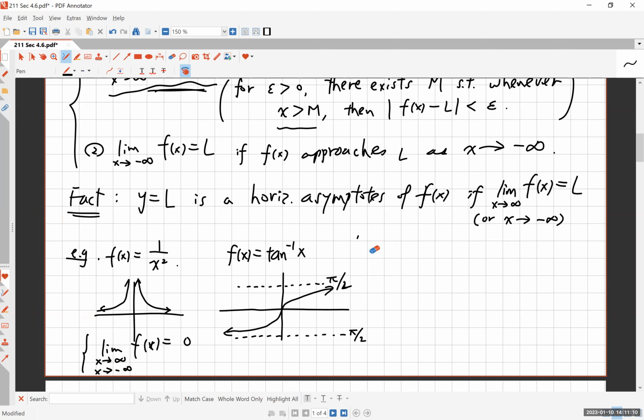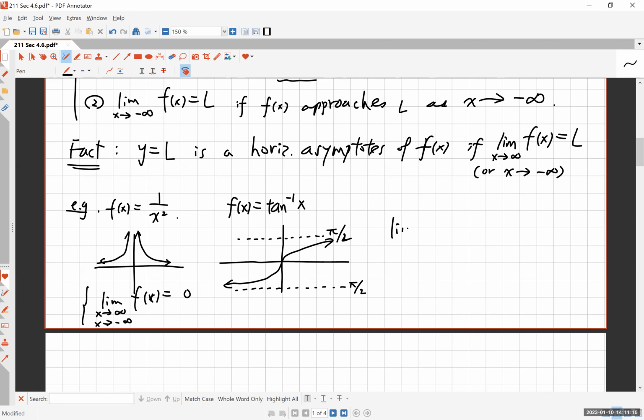Okay, so how many horizontal asymptotes are there? Well, there are 2. That's because the limit of the inverse tangent of x as x approaches infinity is pi over 2. In fact, it's always going to be less than pi over 2, but it approaches that value. The limit of the inverse tangent function as x approaches negative infinity is negative pi over 2. So we have 2 horizontal asymptotes for the inverse tangent function.